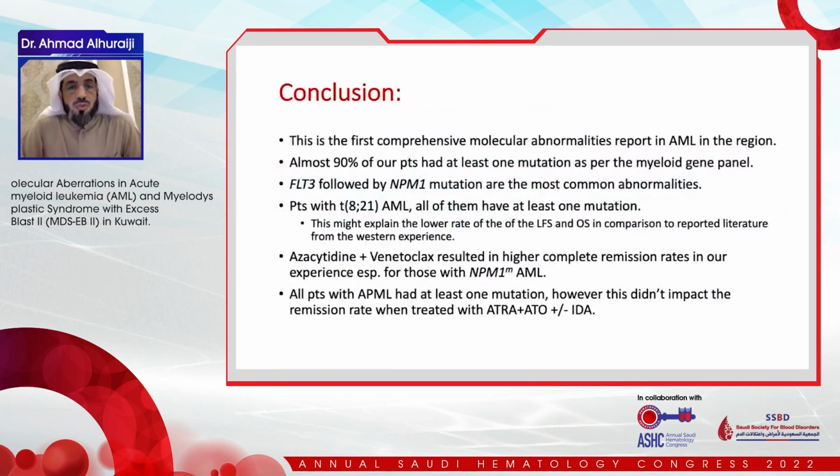So in conclusion, this is the first comprehensive, to my knowledge, molecular abnormality report in AML in our region. Almost 90% of the patients had myeloid gene panel. FLT3 mutation followed by NPM1 was among the most common abnormalities. Patients with t(8;21) AML, all of them had at least one mutation, and this might explain the lower rate of leukemia-free survival and overall survival in comparison to the reported literature from the Western experience. AZA-venetoclax resulted in higher complete remission rates in our experience, especially for those with NPM1 mutant AML. All patients with APL had at least one mutation. However, this did not impact the remission rate when treated with ATRA-ATO.